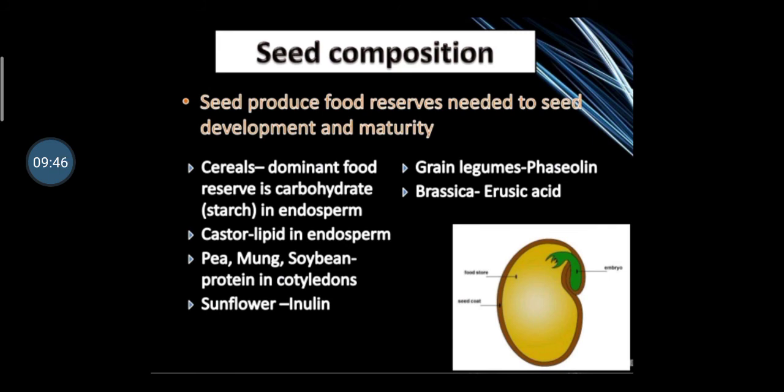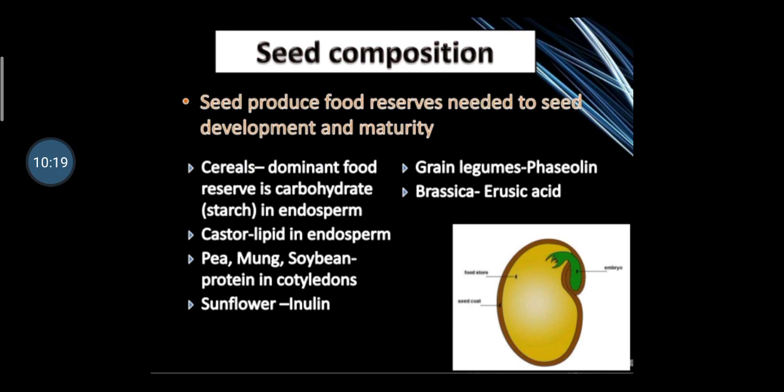The different types of seeds have different composition. Like in cereals, the rich reserve food will be in the form of carbohydrate. In castor, the reserve food will be in the form of lipids. In pea, moong, soybean, the reserve food will be in the form of protein, that is the cotyledon will contain protein. In castor, the cotyledon will contain lipid. In cereals, the cotyledon will contain carbohydrates.